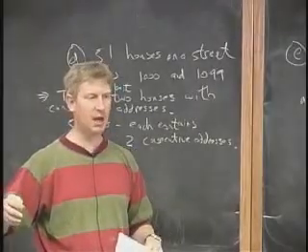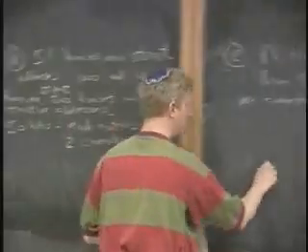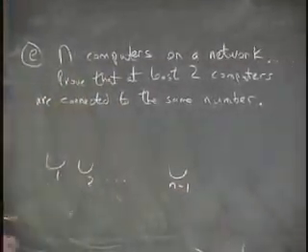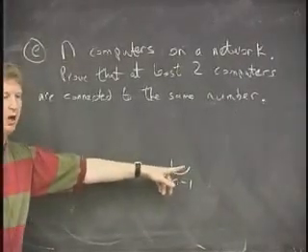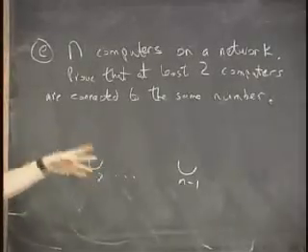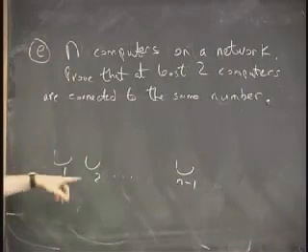Each hole is labeled, how many computers are you connected to? How many holes are there? n minus 1 holes. If you're connected to 2 computers, you go in this hole. If you're connected to n minus 1 computers, you go in this hole. But there's n computers in our room. So when I throw them into these holes, one of the holes has 2 computers in it. And those 2 computers are connected to the same number of other computers.